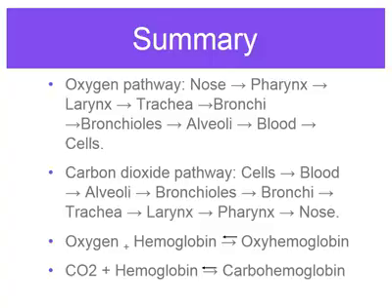Finally, let us sum up what we learned in this lesson. We learned that the oxygen pathway is from the nose to the pharynx, to the larynx, trachea, bronchi, bronchioles, alveoli, blood, and then it moves to the cells. This was a homework from the previous video. This is the correction. Carbon dioxide pathway is from the cells to the blood, alveoli, bronchioles, bronchi, trachea, larynx, pharynx, and then nose. As you notice, it is the opposite of the pathway of oxygen.